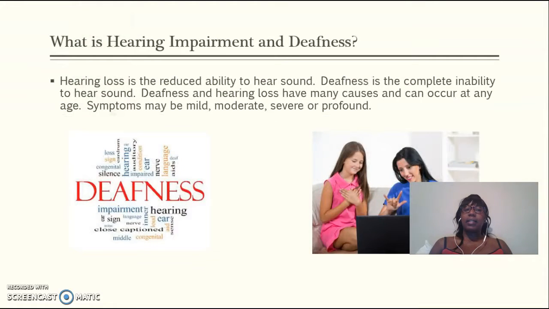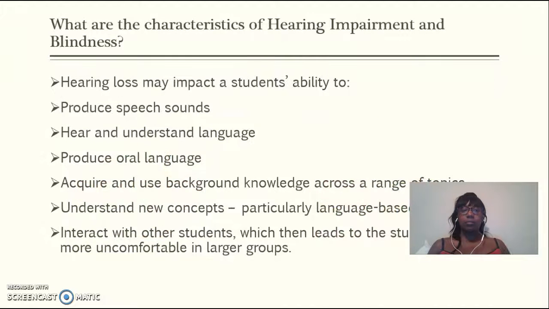Hearing impairment and deafness. So hearing loss is the reduced ability to hear sound. Deafness is the complete inability to hear sound. So deafness and hearing loss have many causes and can occur at any time at any age. Symptoms could be mild, moderate, severe, or profound. So the characteristics of hearing impairment are that hearing loss may impact a student's ability to produce sounds, hear and understand language, produce oral language, and understand new concepts.